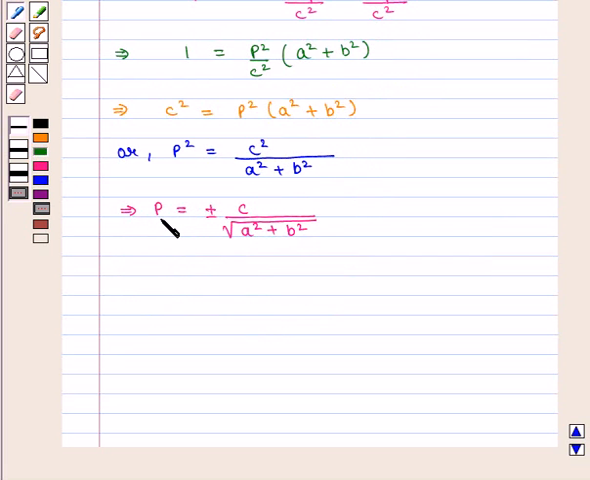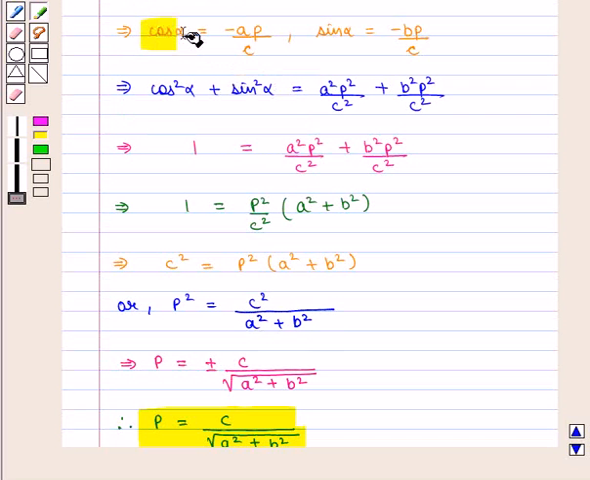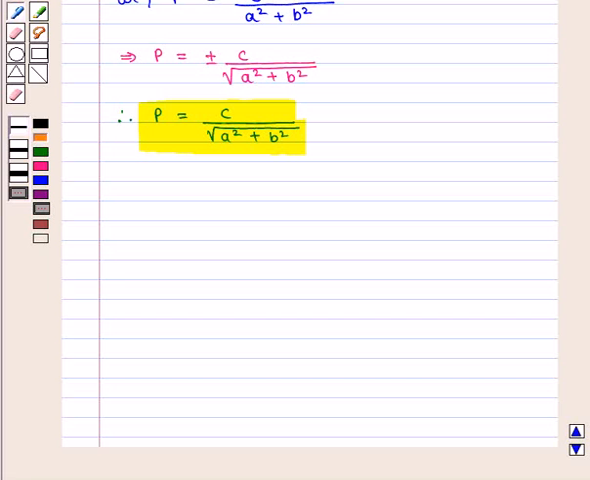Let p denote the length of the perpendicular from the origin to the line, which is always positive. Therefore, p is equal to c upon square root of a square plus b square. Now put the value of p, that is c upon square root of a square plus b square, in cos alpha is equal to minus a into p upon c, and sin alpha is equal to minus b into p upon c. Therefore, cos alpha is equal to minus a into c upon c into square root of a square plus b square, which is equal to minus a upon square root of a square plus b square.